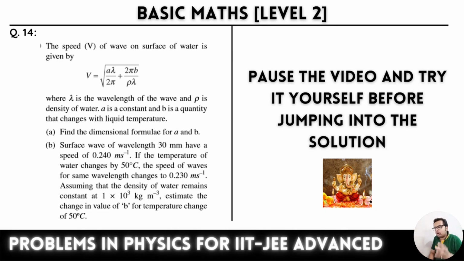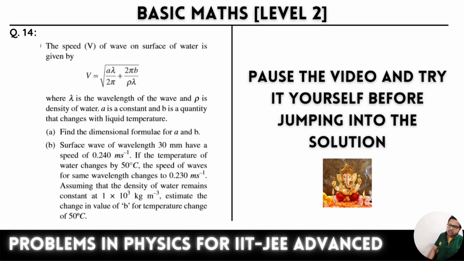The speed v of wave on surface of water. Definitely if we talk about moving water, you have seen oceans. In the ocean, the moving water carries a wave. So the formula for speed of wave is given, where lambda is wavelength of the wave and rho is the density of water. Small a is a constant and small b is a quantity that changes with liquid temperature. Definitely the liquid here is water. Find the dimensional formula for A and B.